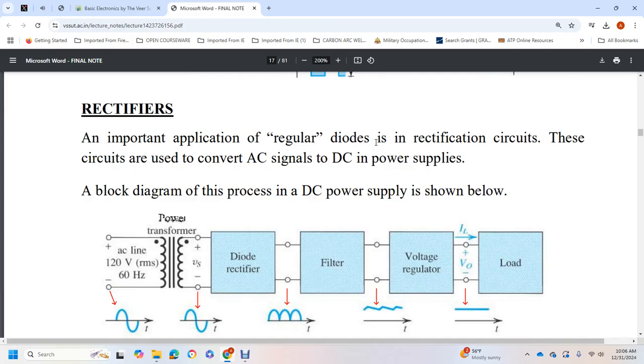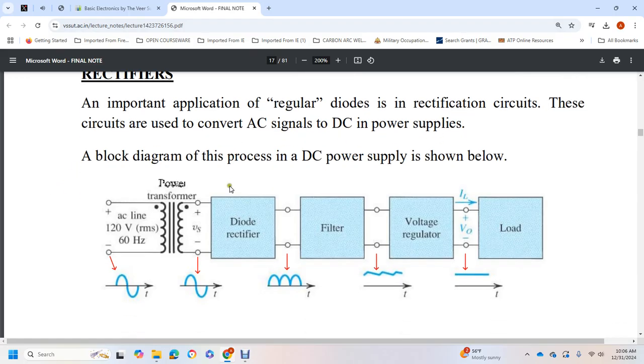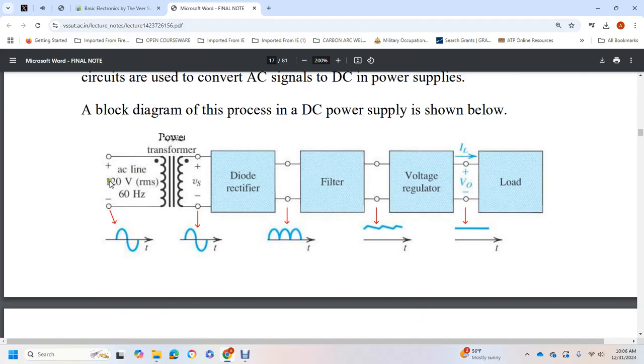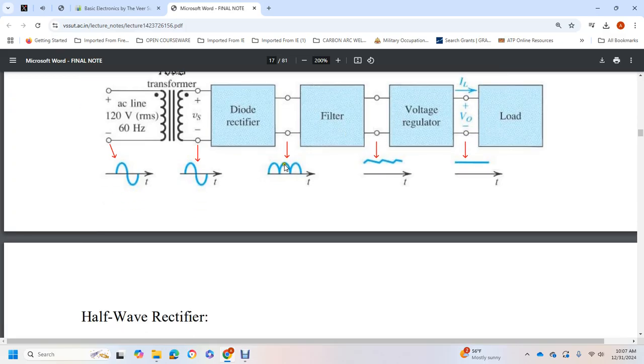Rectifiers are an important application of diodes. Rectification circuits are used to convert an AC signal to a DC power supply. The block diagram of the DC power supply process is shown below. We have a power transformer on the AC line, 120 volts root mean squared, 60 hertz, then the diode rectifier, filter, voltage regulator, and load.